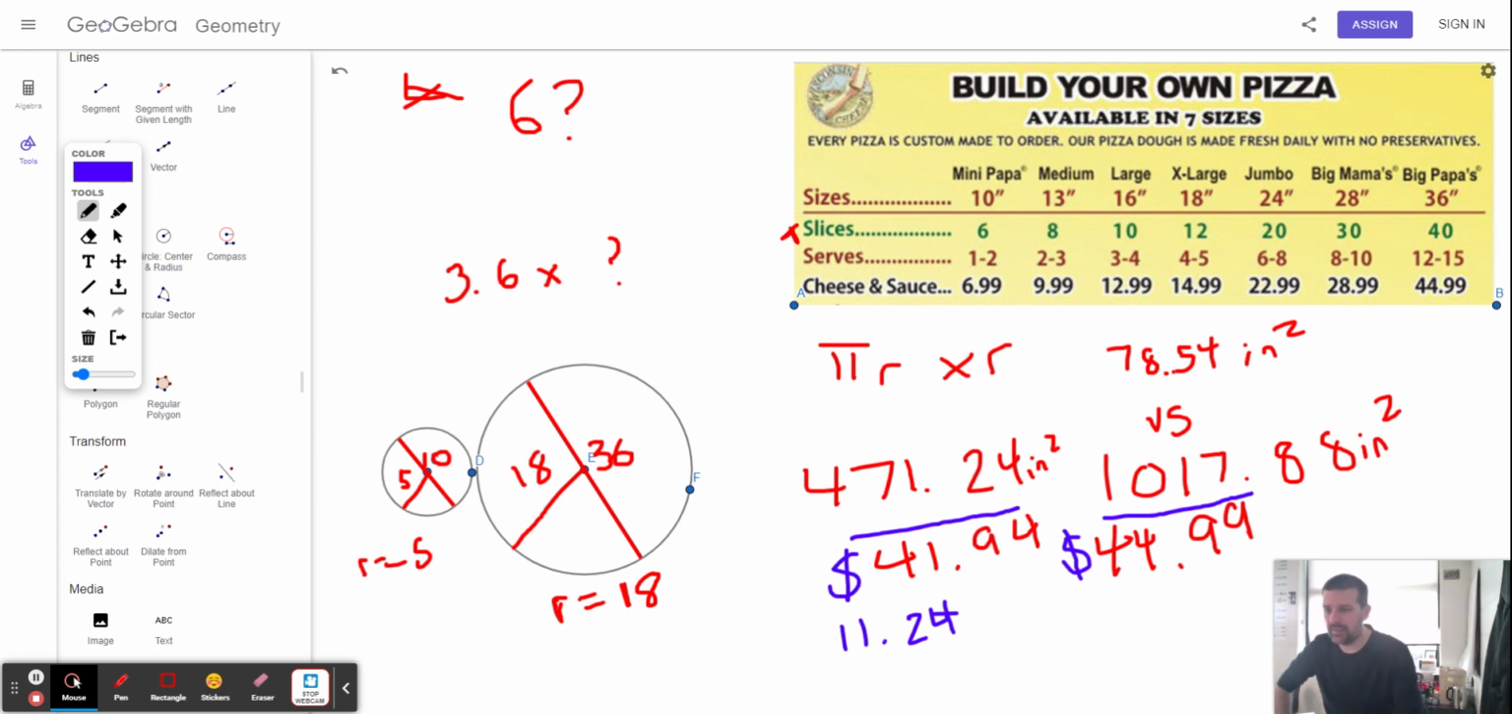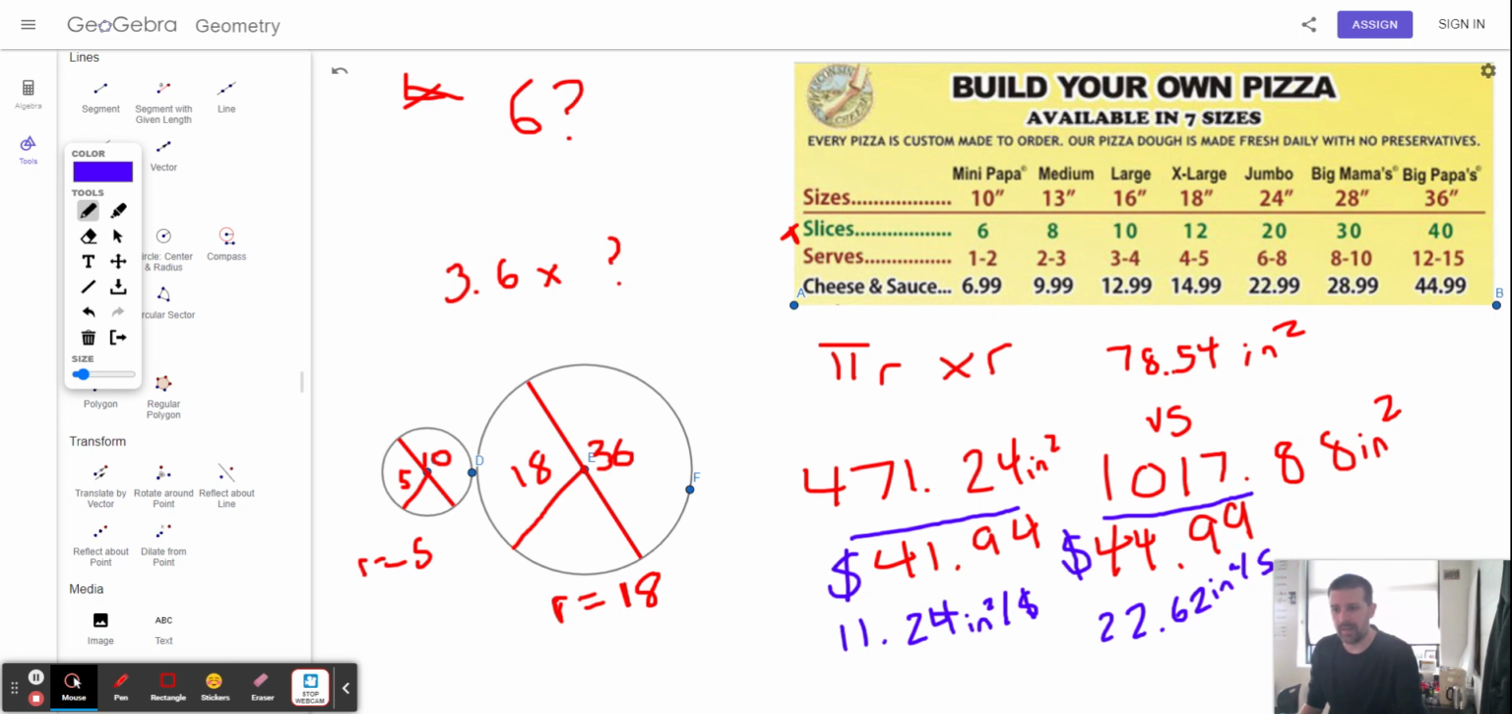And that doesn't mean $11.24 or something. That's inches squared per dollar. In other words, for every dollar I spend, I'm going to get 11.24 inches squared of pizza. Now let's do it for the other side. What is 1,017.88 divided by 44.99? The answer is approximately 22.624583. And again, that's not dollars, that's inches squared per dollar.